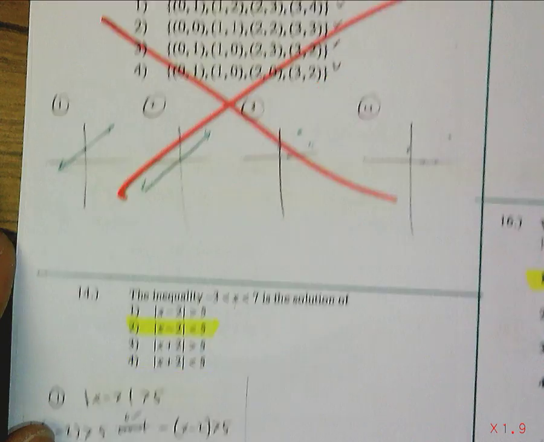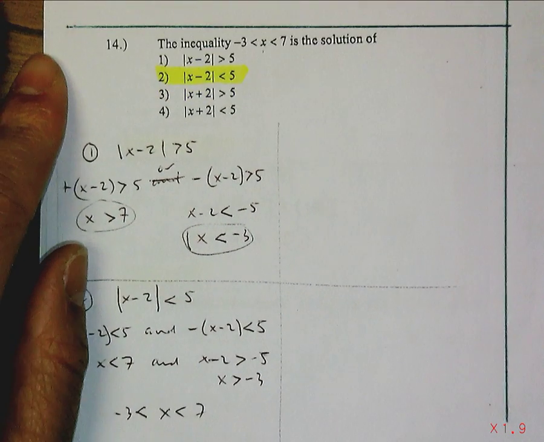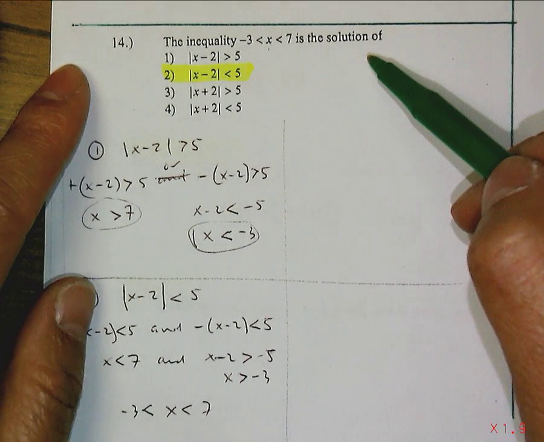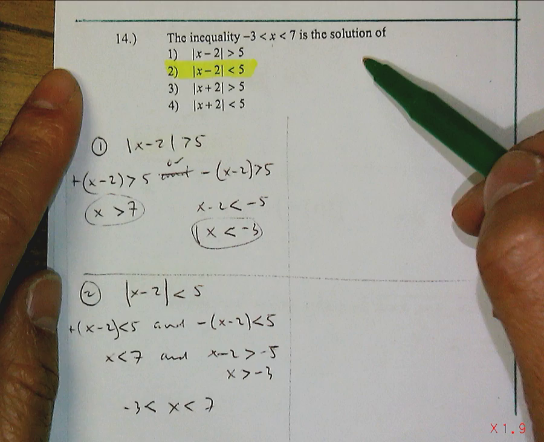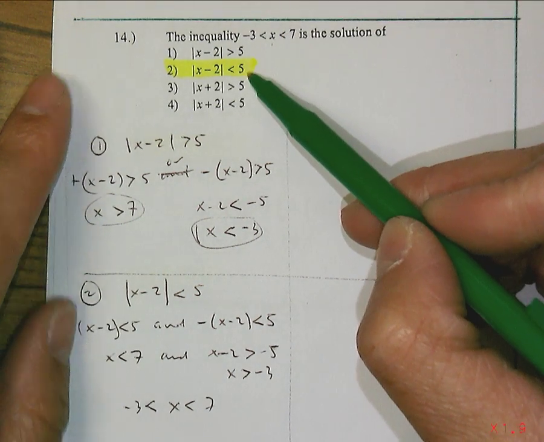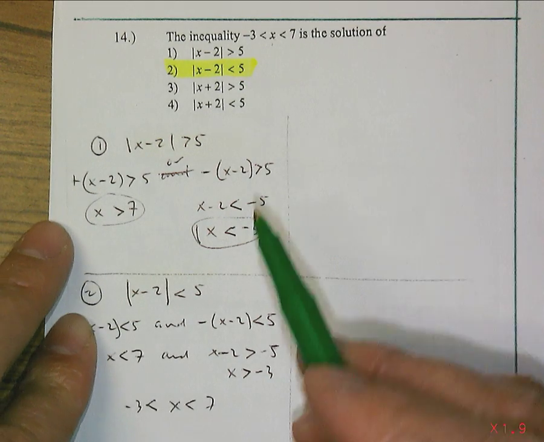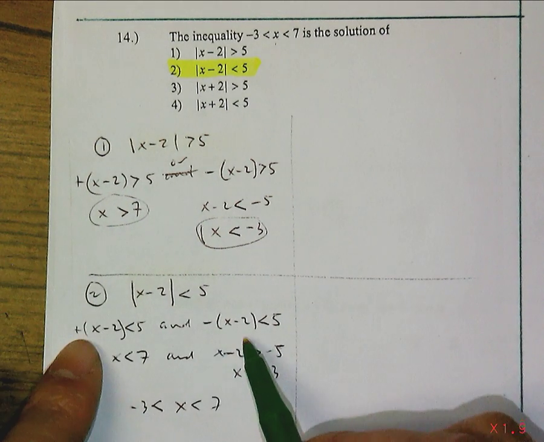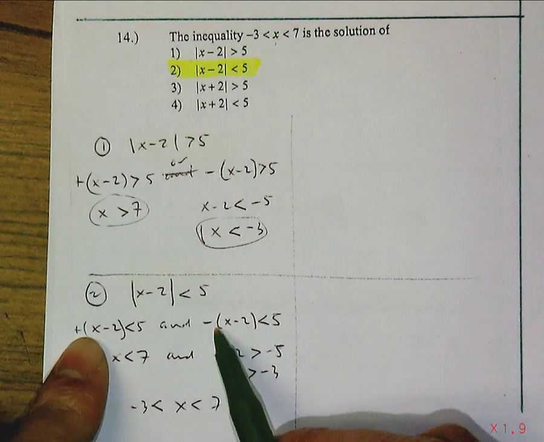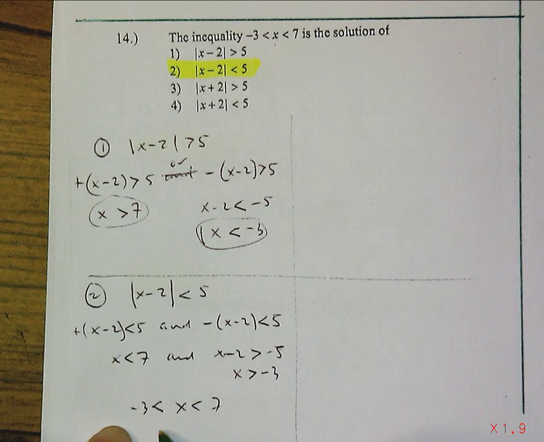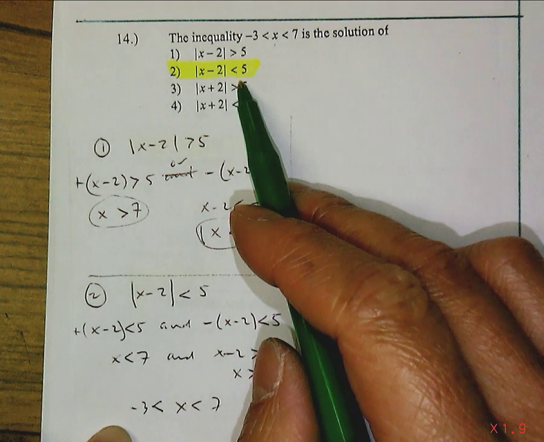Question number 13, skip, and go on to number 14. Notice for number 14, the inequality negative 3 less than x less than 7 is a solution of. And what I decided to do is actually just do the problem. I actually did each of these. I want to make sure it matches that one. So when I solve for absolute value of x minus 2 less than 5, notice it's isolated. Now I can split them, one positive, one negative. Divide by the negative. Don't forget to flip your inequality sign. And I get negative 3 is less than x less than 7. Therefore, my choice is number 2.